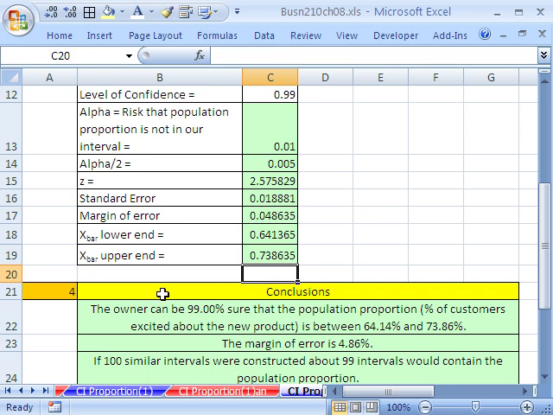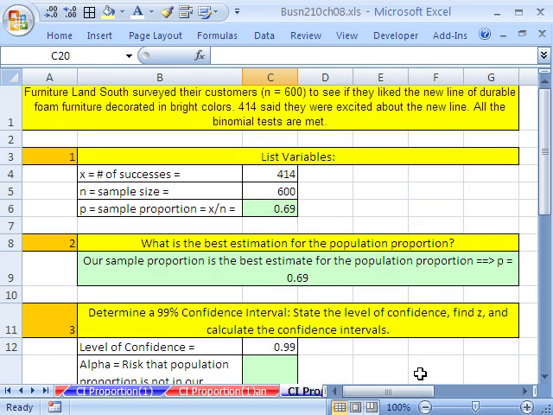And there it is. The owner can be 99% sure that the population proportion, that is the percentage of customers excited about the new product, is between 64.14 and 73. The margin of error is 4.86. And so the owner can probably be pretty sure that this is going to be a hit. That means we can go get our durable foam furniture decorated in bright colors.